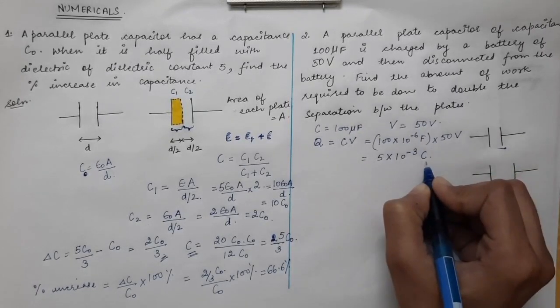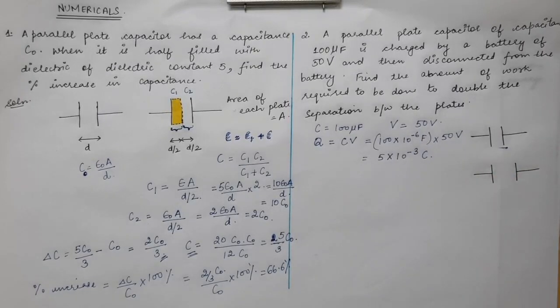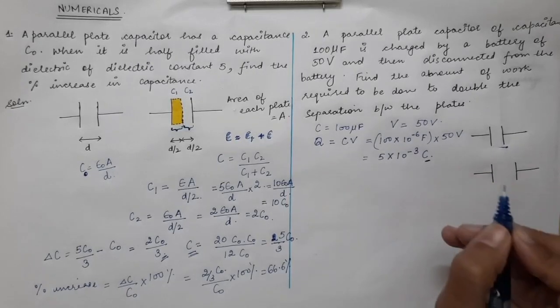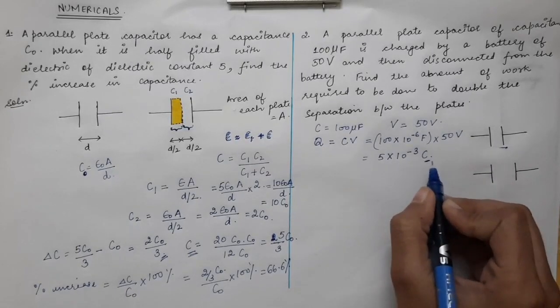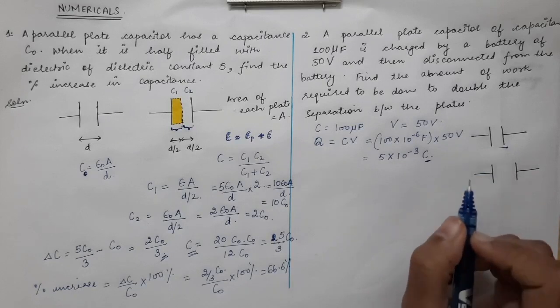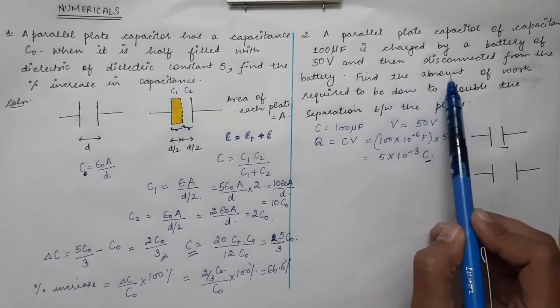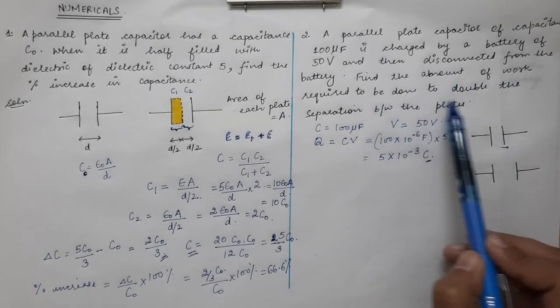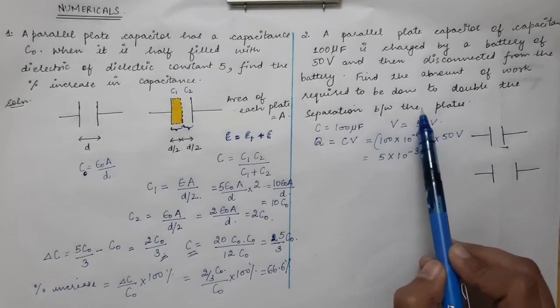So farad into voltage, that will give us coulomb. So this is the unit of charge, SI unit of charge. So this is the amount of charge which is present on each plate. Now what we want to find out is the amount of work that must be done to double the separation between the plates.